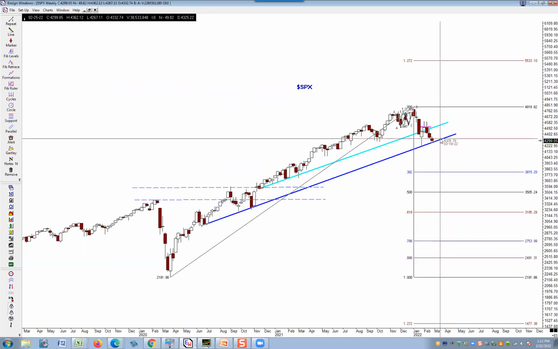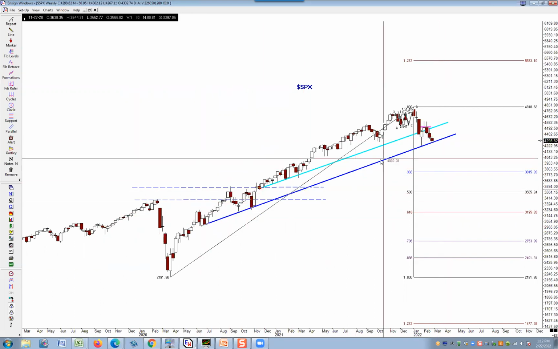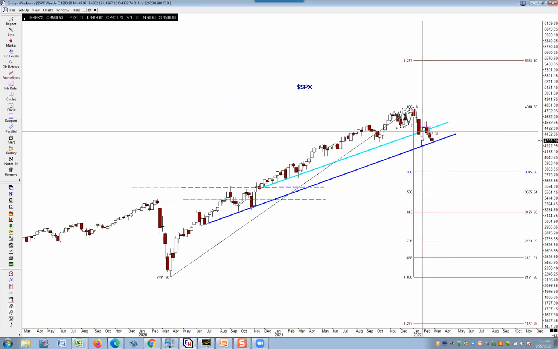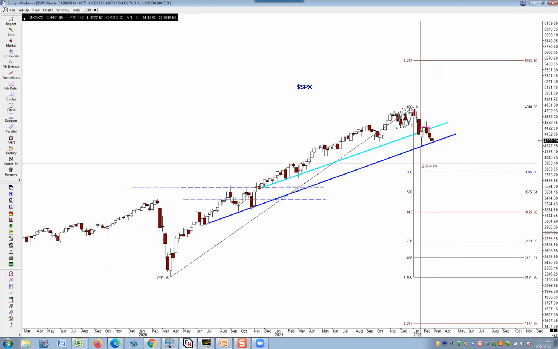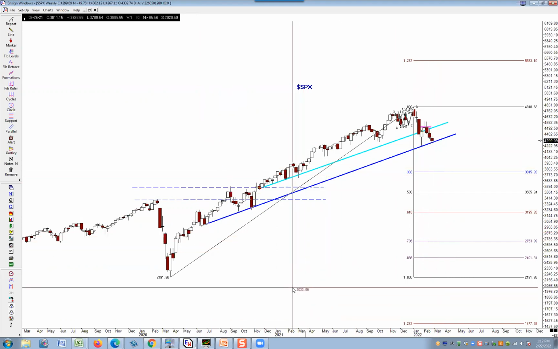Here's another chart showing support at this trend line. And this is coinciding with those levels. So if this breaks, here are the retracement levels to be keeping an eye on.